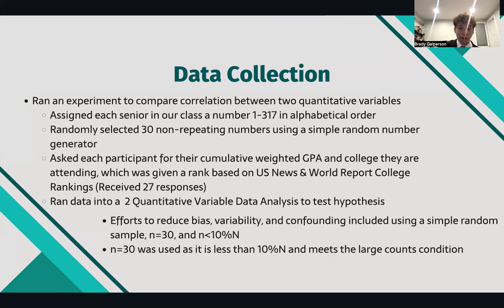We then ran the data into a two quantitative variable data analysis test to test our hypothesis. Efforts to reduce bias, variability, and confounding included using a simple random sample, and using an N which was equal to 30, an N which was less than 10% of the population. N equal to 30 was used in particular as it is less than 10% of the population and meets the large counts condition. Next slide.